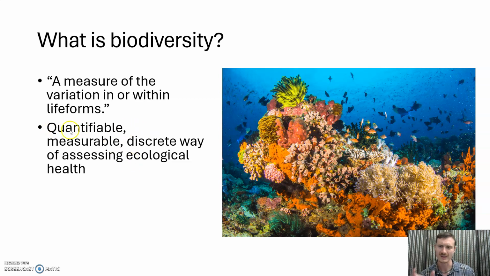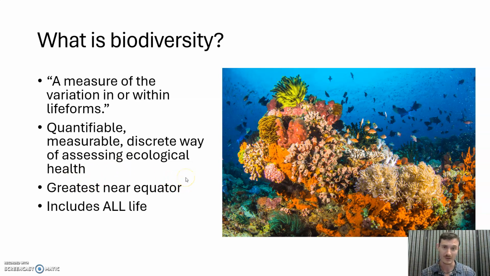What we want ultimately is a quantifiable, you can put a number to it, measurable, discrete way of assessing ecological health. On some level, being able to put this into numbers is critical. Critical for understanding and critical for making the case for protecting it. Tends to be greatest near the equator. Warm waters, warm temperatures, broadly speaking, are going to be better.